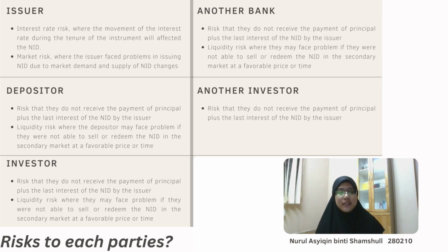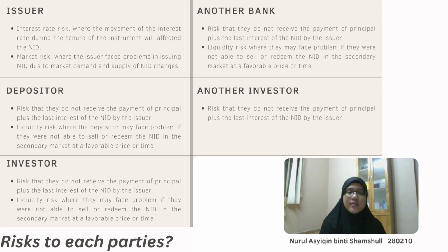For the risk to each party, firstly, the first risk that the issuer may face is the interest rate risk. The NID will be affected with the movement of the interest rate during the tenure of the instrument until maturity date. If the issuer issued a NID at a fixed rate and the market interest rate changed unfavorably for the issuer, they may experience loss since the issuer has to pay more of the interest. Another risk that the issuer may face is the market risk, where the issuer faces problem in issuing NID due to the market demand and supply of NID changes.